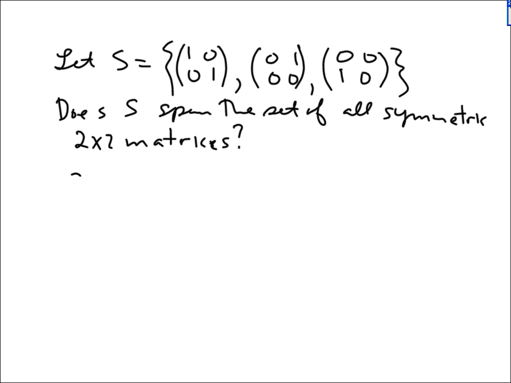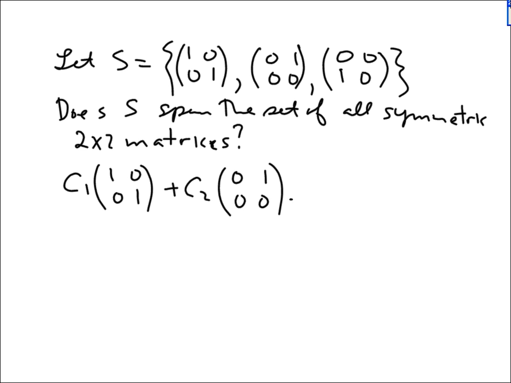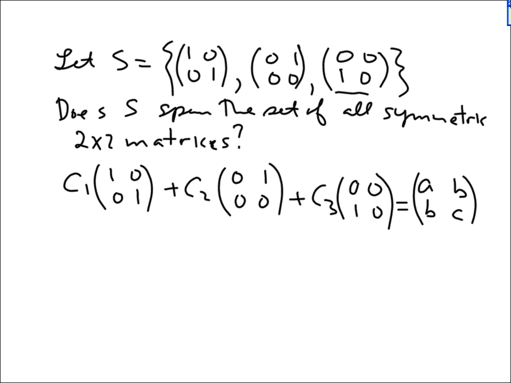Okay, so I want to know if C1 times the first given matrix plus C2 times this matrix plus C3 times the third matrix, is it going to give me an arbitrary 2x2 symmetric matrix? A, B, B, and C. Do I get that? Can I figure out what C1, C2, and C3 need to be so I do get it?